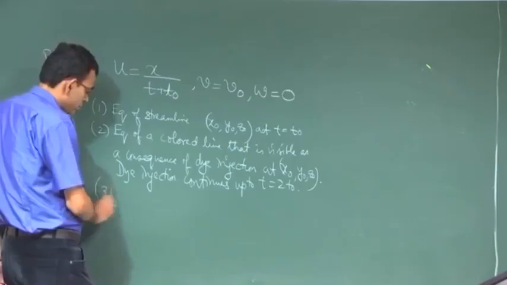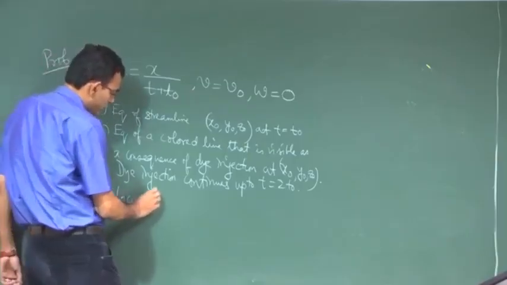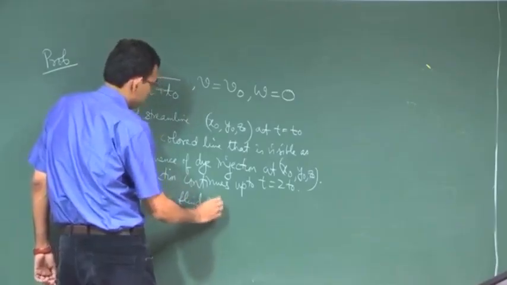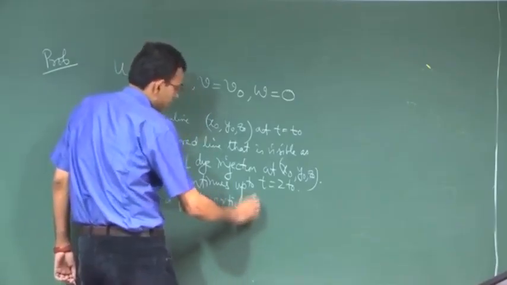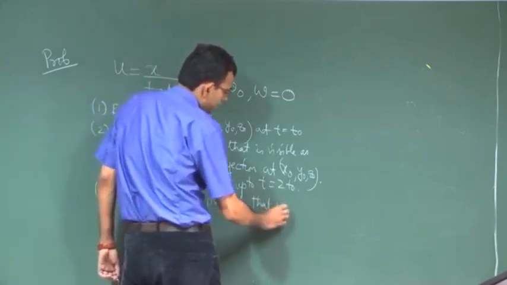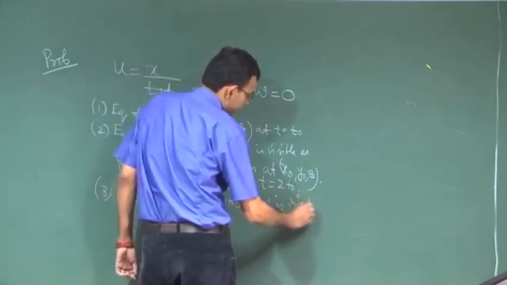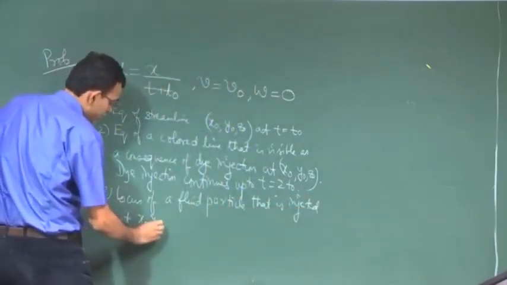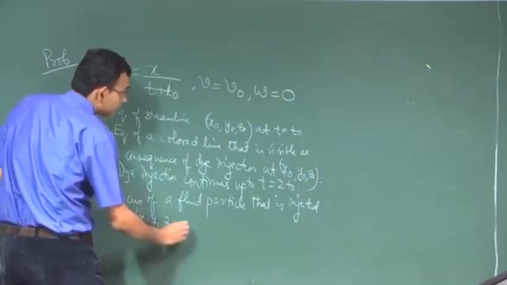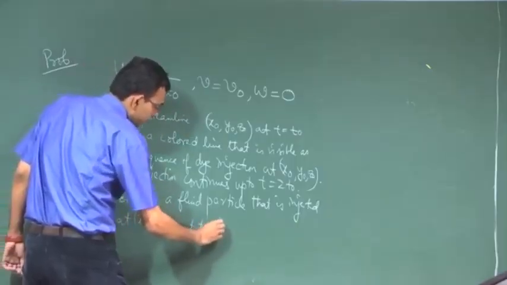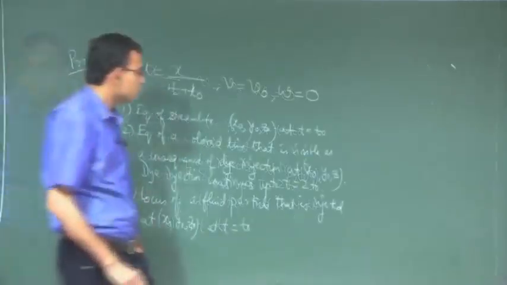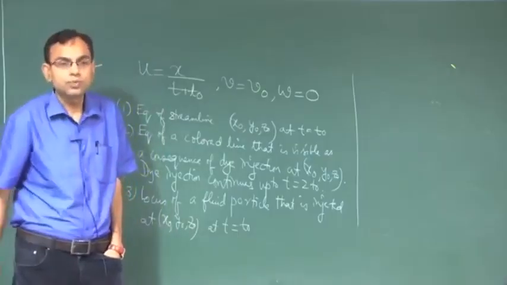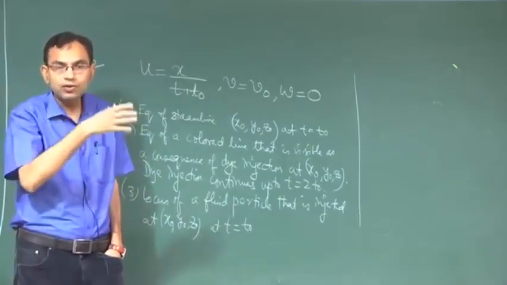And the third is the locus of a fluid particle that is injected at x0, y0, z0. We will try to work out an outline of the solution to the problem rather than working out the full algebra.